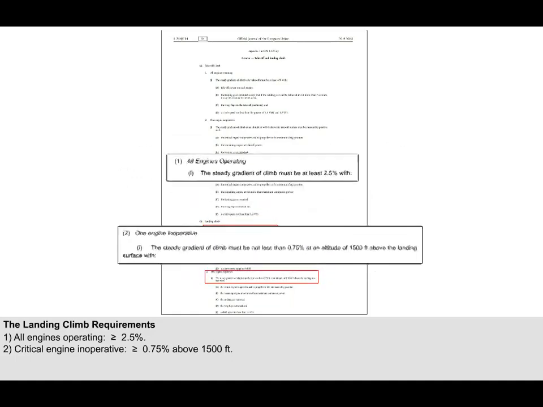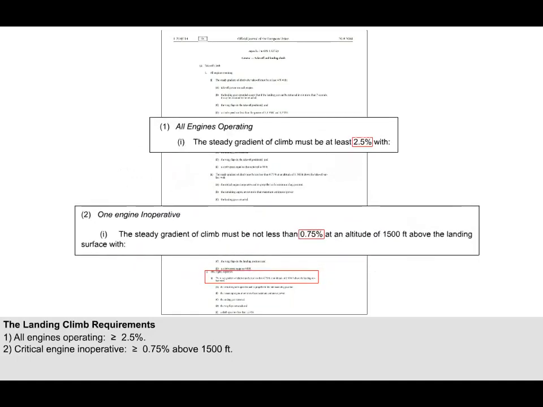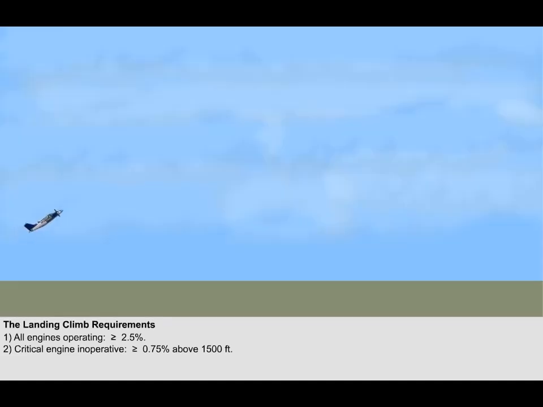The reason that the critical engine inoperative gradient requirement is much less than the all-engine climb gradient requirement, and that the aeroplane configuration is cleaner, is because the failure of the critical engine results in an approximate 75% loss of climb gradient.